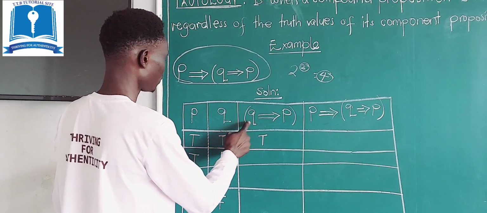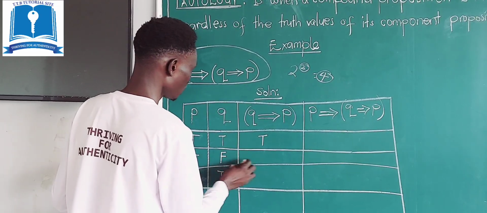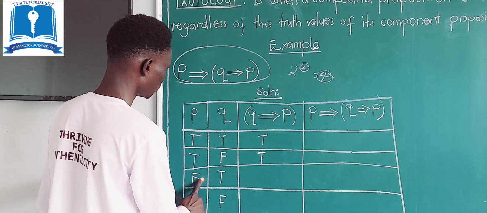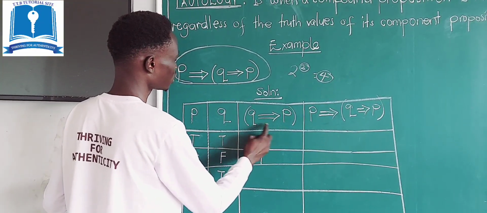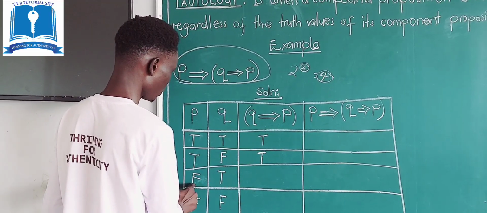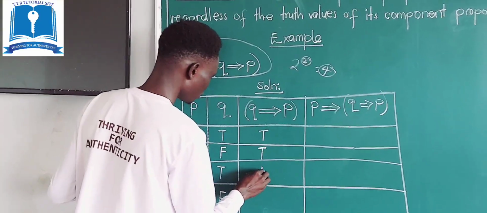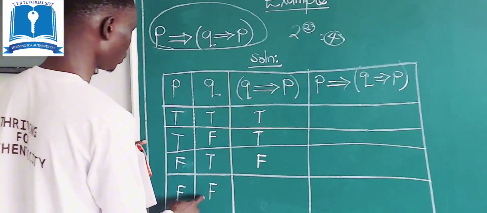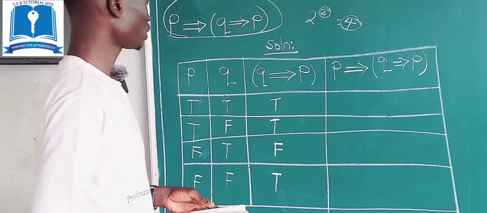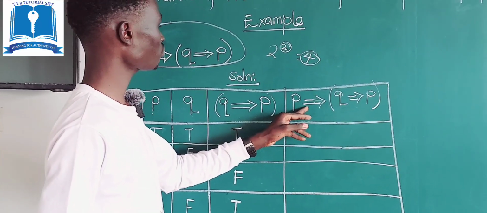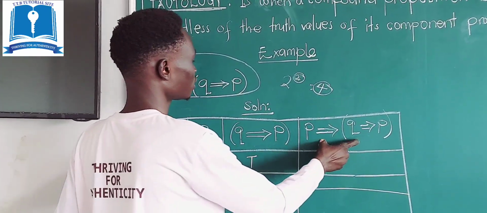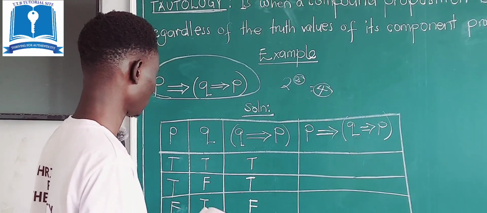So it is false, true. Then we are getting here true, false, because we are following the arrangement of this. Now it is true for Q, then false, meaning this one is false. So false, we are getting true. Okay. Now let us solve this. After getting this one, let us get the next one.